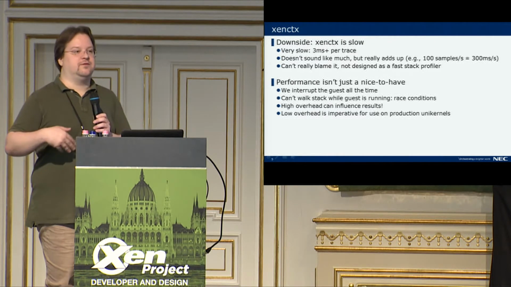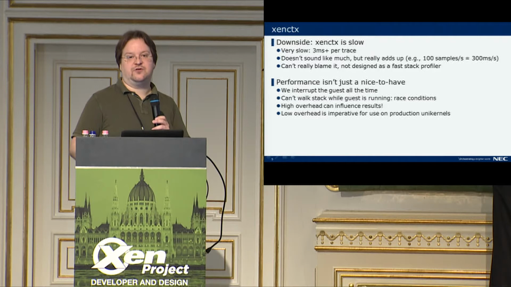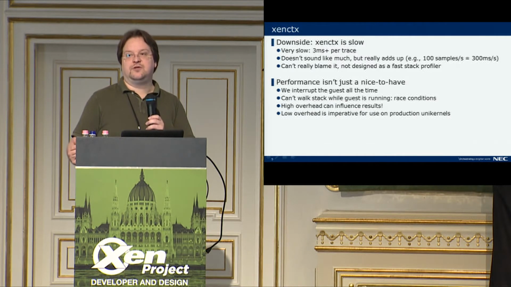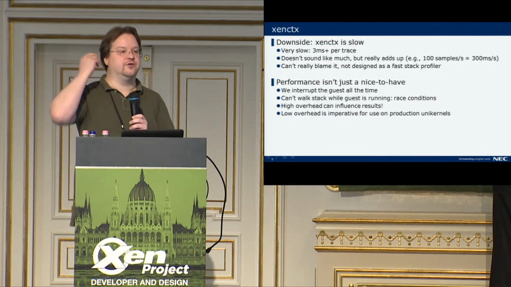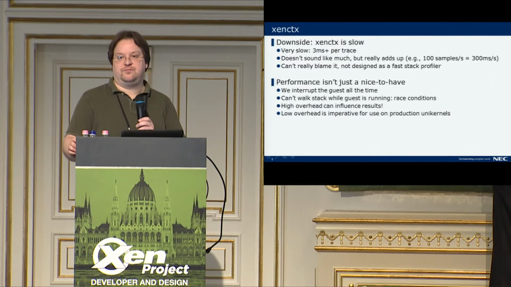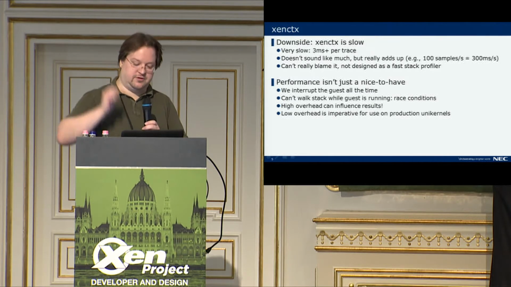The problem is that for a profiler like this, performance isn't just a nice-to-have feature, because we have to interrupt the guest all the time. We have to pause it, then create a stack trace, then unpause it, because otherwise we run into all sorts of race conditions where the guest changes the stack while we are walking it. And then if you have to pause and unpause all the time, overhead can really influence the results that you see, because it might change the application or the unikernel behavior, especially if you do something like network I/O, for example. So low overhead is really imperative to use this tool and get credible results, especially if you want to do it in a production environment.